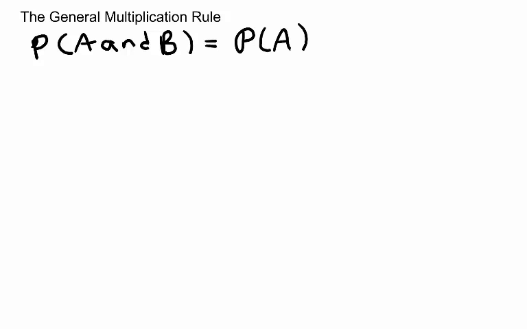Now let's look at an example using the general multiplication rule. The general multiplication rule states that the probability of A and B is equal to the probability of A times the probability of B given A. Let's take a look at an example.